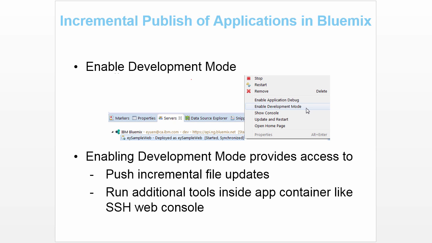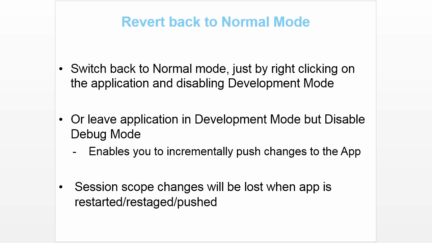After an application has been deployed to Bluemix, you can right-click on the application from the server's view and select Enable Development Mode. When the application is running in development mode, you can also run additional tools inside the app container, like SSH console. You can switch back to normal mode just by right-clicking on the application and disabling development mode.